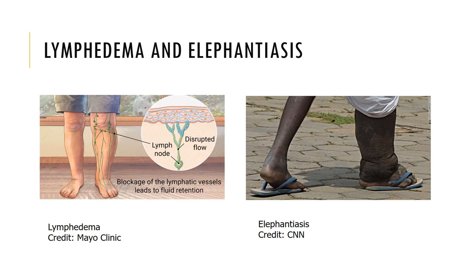Now, when there is blockage of the lumbar trunks or subclavian trunks by a certain type of worm, this can cause severe lymphedema known as elephantiasis. And you can see a picture of that in the figure.